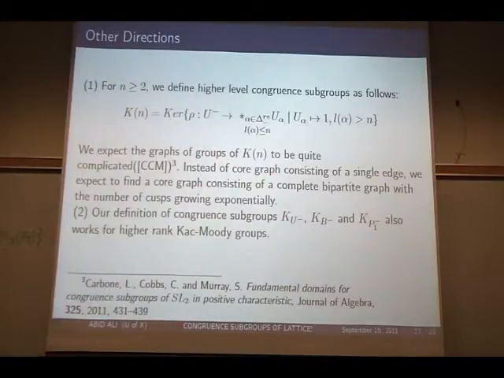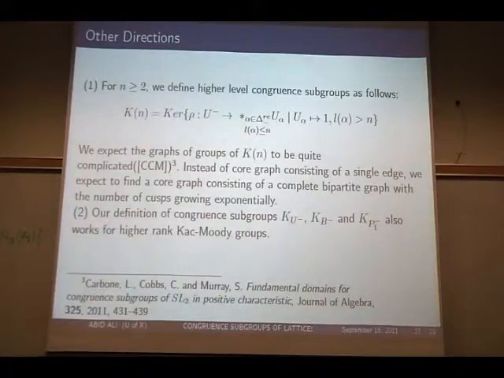Instead of having one ray, there will be a core graph consisting of a complete bipartite graph. And the first direction is for higher rank at higher level, and the other direction is for higher rank Kac-Moody groups. In our case, it was rank 2. Similarly, we can define the congruence subgroups for higher rank greater than 2.